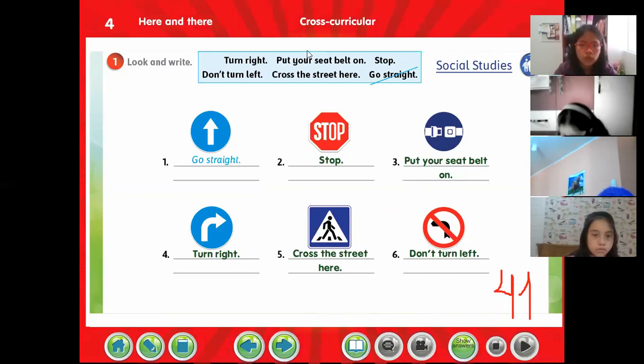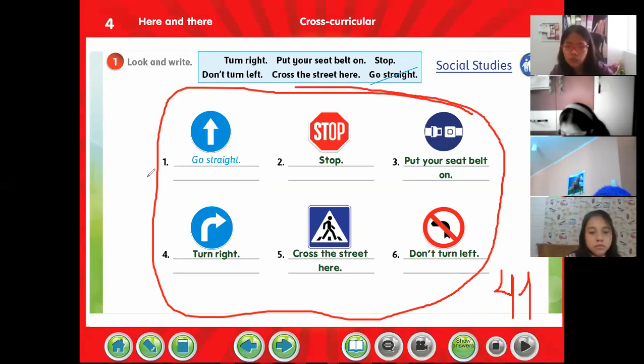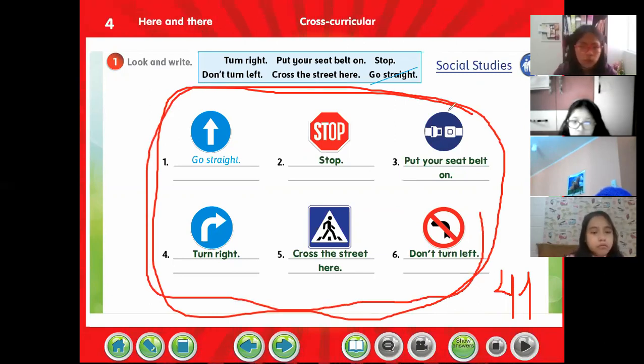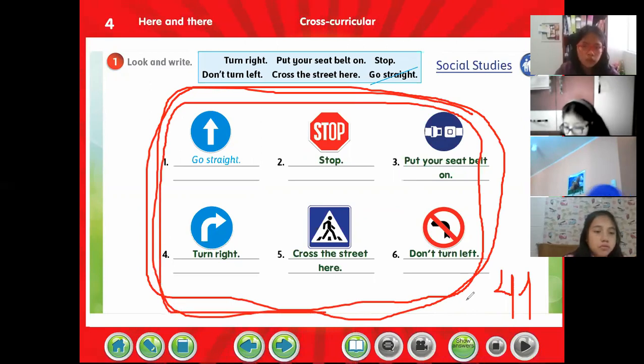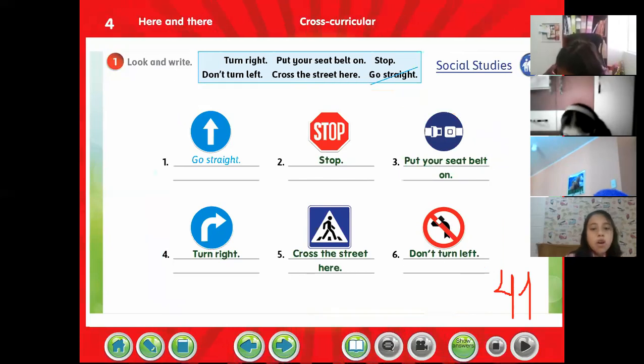These rules, for what places? Is for the aquarium? For the museum? For the library? For what place? Go straight, stop, turn right, don't turn left, put your seatbelt on, cross the street. They are rules, huh? But for what place? These rules are for the street, okay? For the street, for the city.